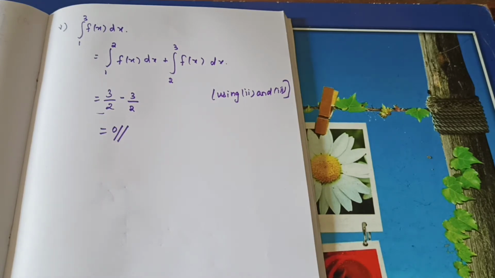So some more exercise problems are left in this section. We will complete the exercise problems now. Okay. So first Roman, problem number 4. Up to the fourth problem we have completed. So we will start from problem number 5. Okay. Listen.